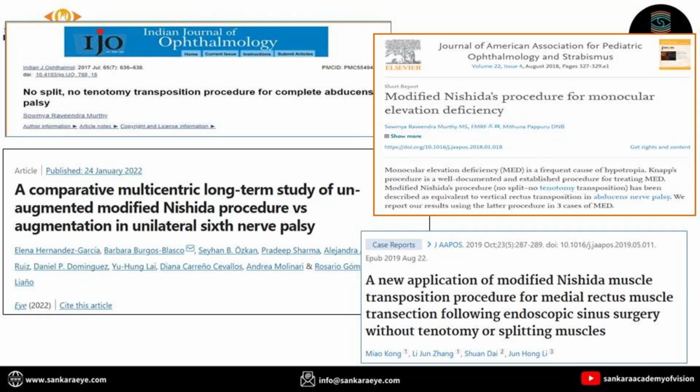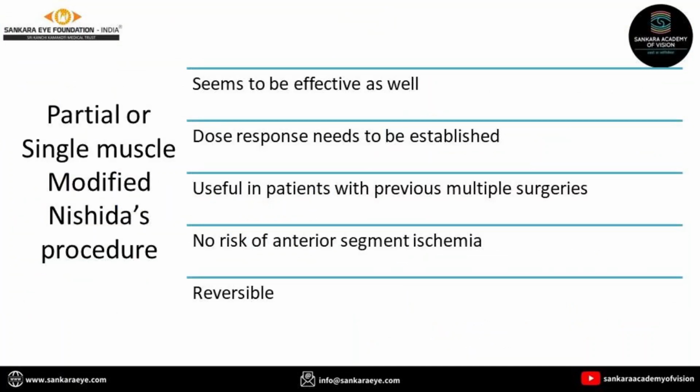The inferior rectus muscle was explored. It was found that the inferior oblique muscle was in the place of the inferior rectus, and no inferior rectus fibers were found. This was probably because of the previous surgery.